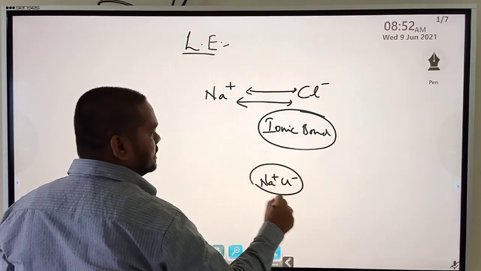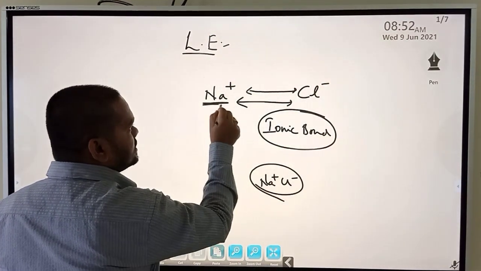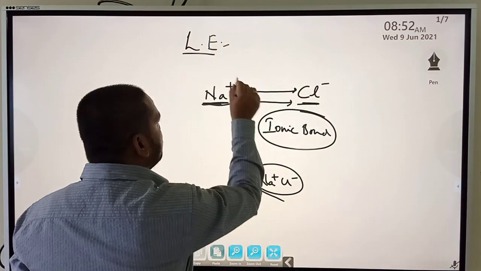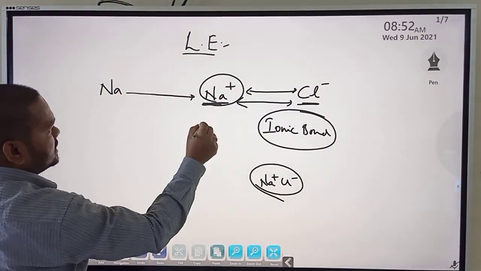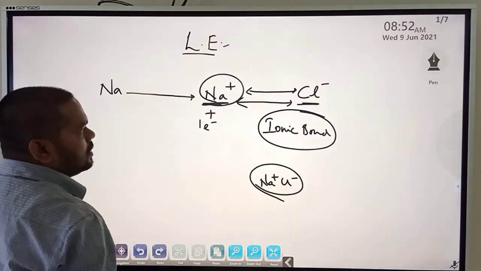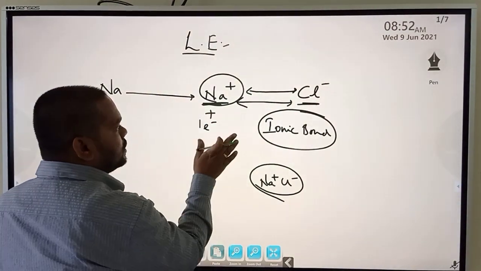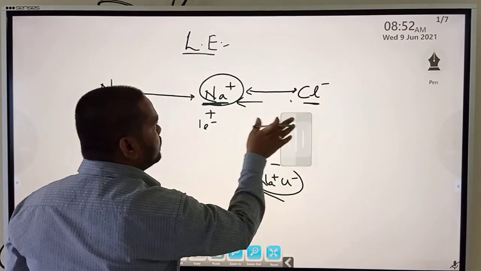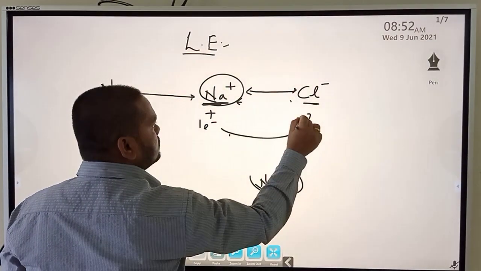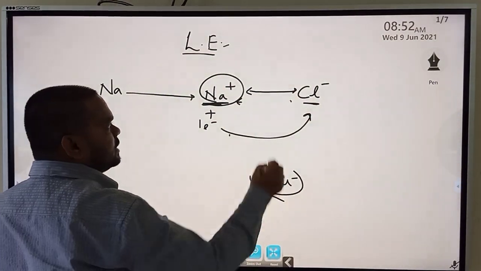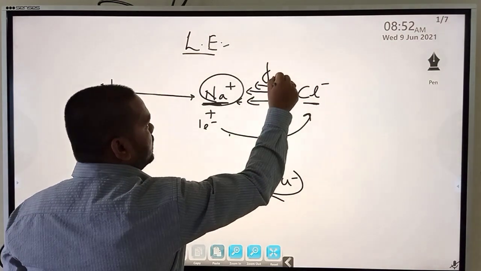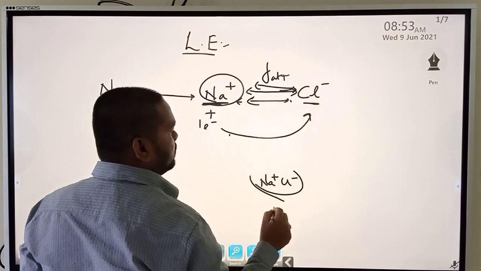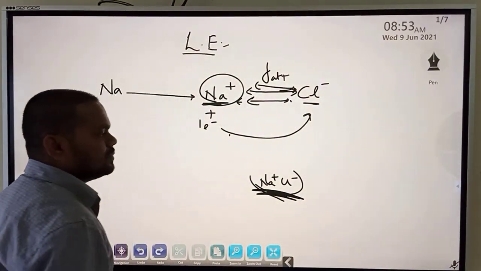Before it forms NaCl, first of all it should form Na plus, it should form Cl minus. Now how is Na plus formed? We know that sodium will automatically form Na plus by losing one electron. How is chlorine formed? Chlorine gains this one electron and forms Cl minus, and then between these two there is a force of attraction such that it forms our final product, that is NaCl, right?